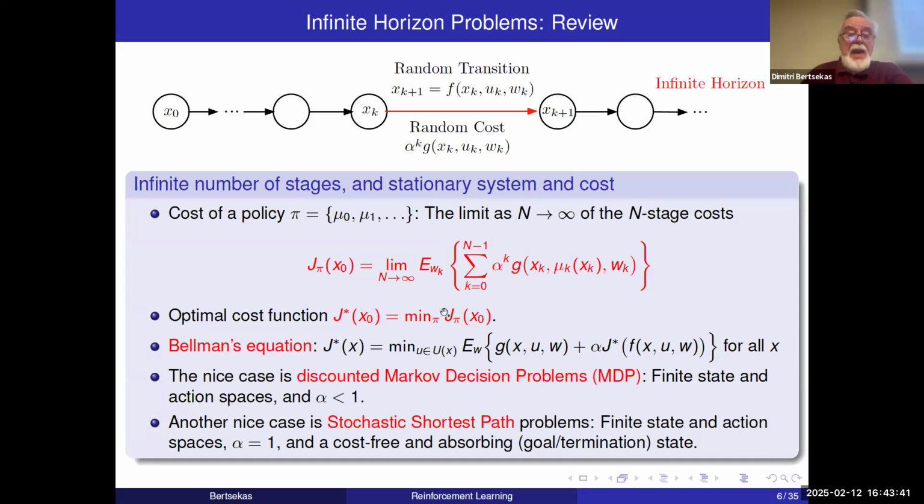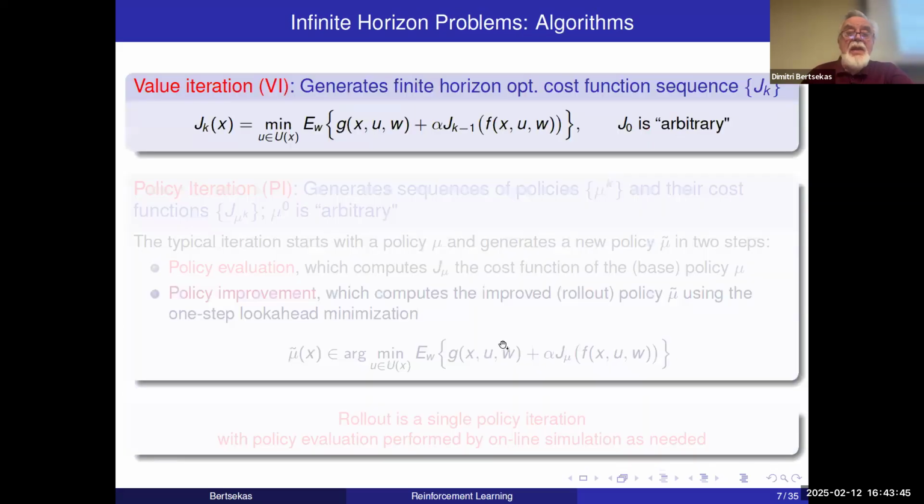So this is the analytical theory, which centers around Bellman's equation. And there's a computational theory. There are two computational algorithms. Value iteration generates the finite horizon optimal cost functions J_k, starting from some J_0. It uses this recursion. It's a dynamic programming recursion, right? And it can be interpreted as such. And this is value iteration, which has good convergence properties.